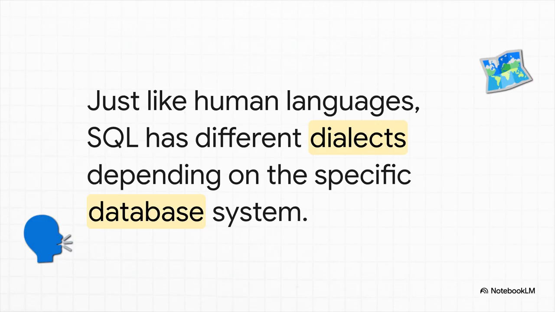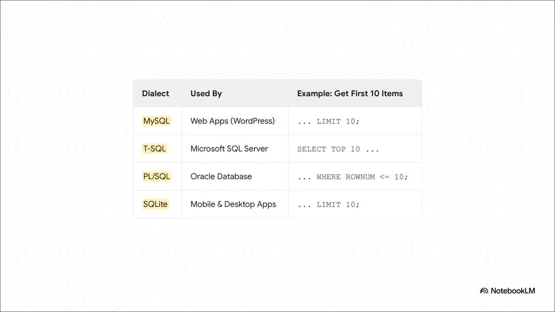You know, it's kind of like how people speak English in different parts of the world. The core language is the same, but there are different dialects. SQL is exactly like that. Depending on which database system you're using, there are going to be these little variations in the language. Take a look at this. Let's say you just want to get the first 10 items from a list. Simple, right? Well, if you're using MySQL or SQLite, which are super common for websites and apps, you use the word limit. But if you're on Microsoft's system, you use the word top. And Oracle's version uses something totally different again. See, same task, just a slightly different accent, depending on who you're talking to.